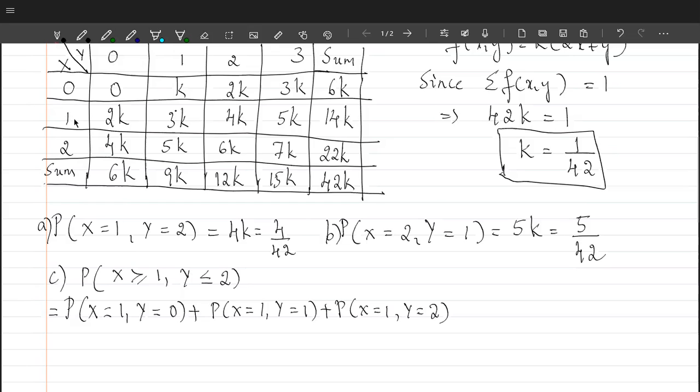Then next case I can't take here, that is x equal to 1 and y is equal to 3. Because what should be the value of y? Y should be less than or equal to 2. So I can't take this case. So x equal to 1, y equal to 2.